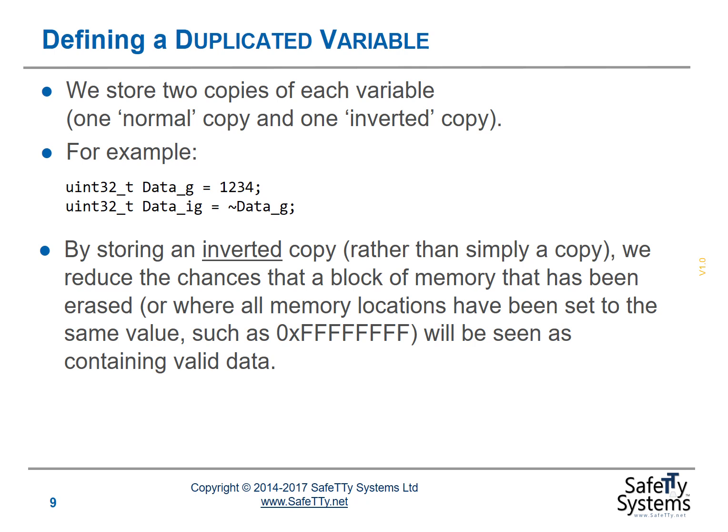By storing an inverted copy rather than simply a copy, we reduce the chances that a block of memory that has been erased, or where all memory locations have been set to the same value, will be seen as containing valid data. So for example, if we set our data up like this and inadvertently erase the memory, then we won't have an inverted copy of data G. So data G will be set to 0, but data IG will also be set to 0, and the first time we check to see whether data IG is an inverted copy of the value of data G, we'll find that that is not the case, and we'll detect the memory corruption.